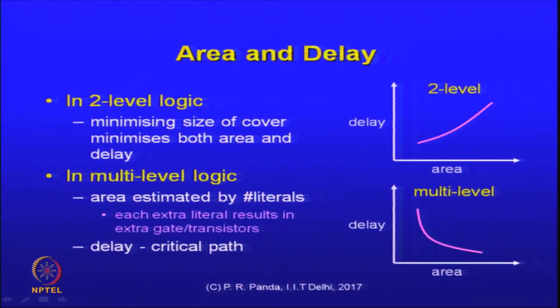Delay though is a completely different argument. How do you find delay in a multi-level logic network? Delay corresponds to the critical path. Of course, I should be computing the critical path. What dependence does that have on the number of literals in the circuit?